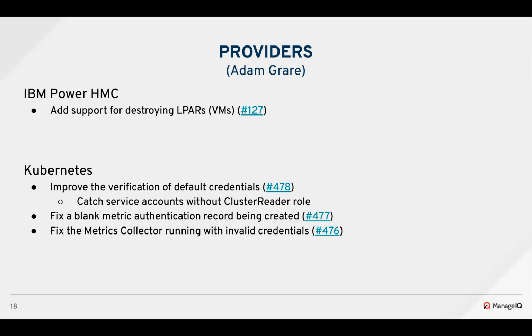We also fixed an issue where a blank metric authentication record was being created due to some weirdness in how the DDF parameters were being persisted. This led us to say that the metrics endpoint was valid, so we would go to collect metrics, but then when we actually tried to hit Prometheus, the authentication record was invalid, and so that led to a bunch of errors in the logs, and so we fixed that up.